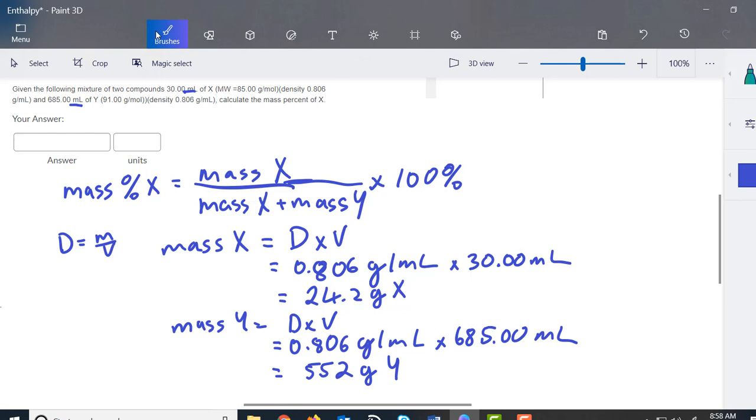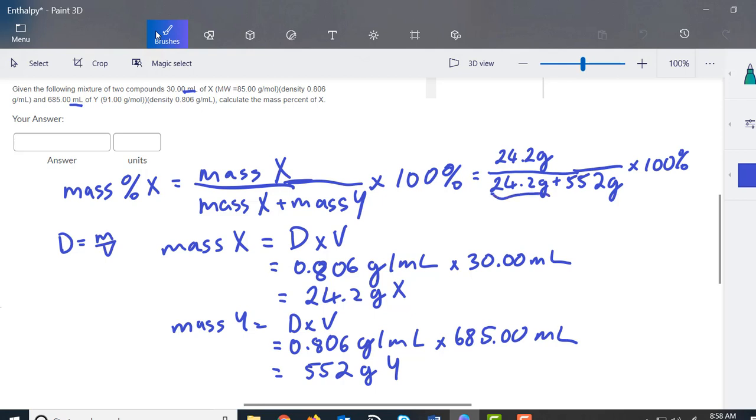So if we continue on, now we've got these masses here. The mass of X is 24.2 grams. The mass of X plus the mass of Y, 24.2 grams plus 552 grams. All of that's going to be multiplied by 100%.